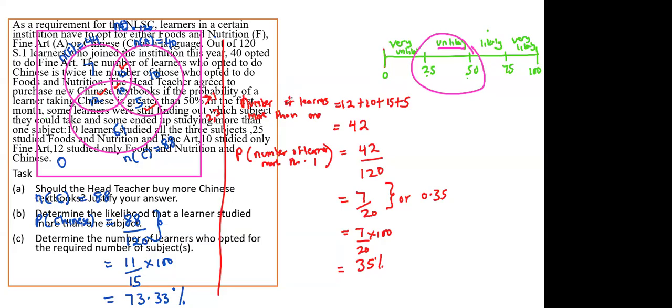Yes, Josh, you wanted to say something? Yes, I would like to conclude. Therefore, it is very unlikely for a learner to do more than one subject because the percentage is less than 50. Alternatively, you need to state exactly what you have got, and then you make a comparison. Let me first hear from Gisa.